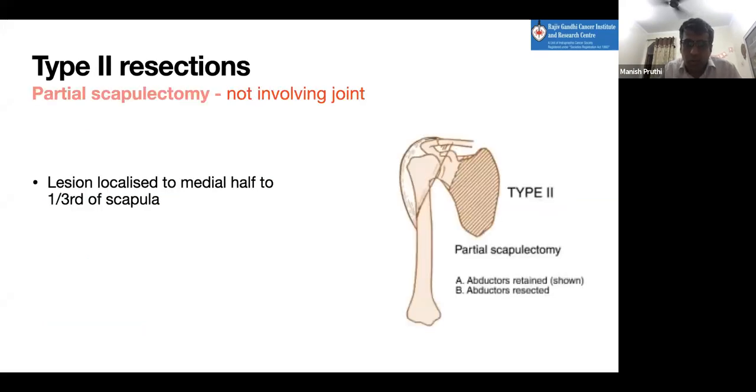Going to the type 2 resection. Type 2 resection is a partial scapulectomy which is not involving the joint. As you can see in the shaded area, we are not removing the glenohumeral joint. It is done in lesions which are localized to the medial half to third of the scapula. And all the resections are classified based on how much abductors we remove into A and B, in which in A the abductors are retained and in B the abductors are resected.